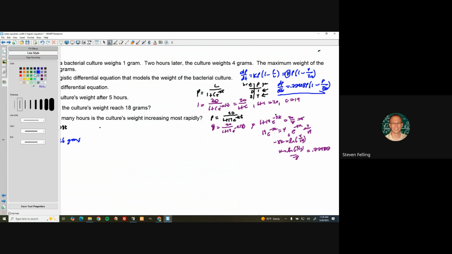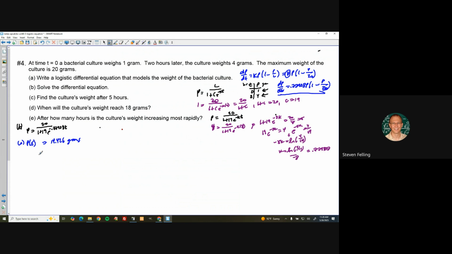For that one, we're going to have to solve a different way. So for D, when will the culture's weight reach 18 grams? We put 18 in for the population weight and solve for the time. 18 equals 20 over 1 plus 19 e to the minus 0.77908 t. If we multiply both sides by this and divide by that, you get 1 plus 19 e to the minus 0.77908 t equals 20 over 18, which is 10 over 9. If you subtract a 1 from that, you get 10 ninths minus 9 ninths, which is 1 ninth.